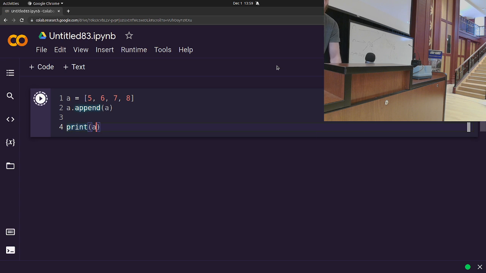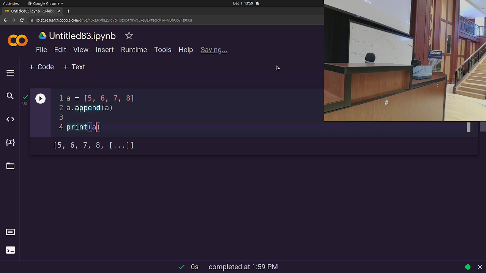I can do this, right? Because what is A in this example code? It's a reference to a list. And then what did I append to A on line 2? The reference to the list. Which is weird, right? The list contains a reference to itself. It's kind of funny, right?